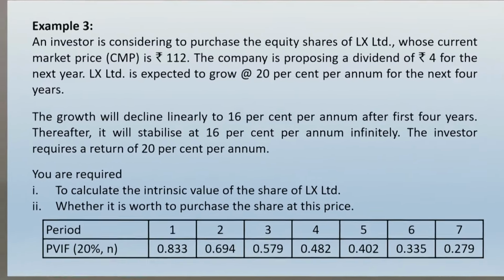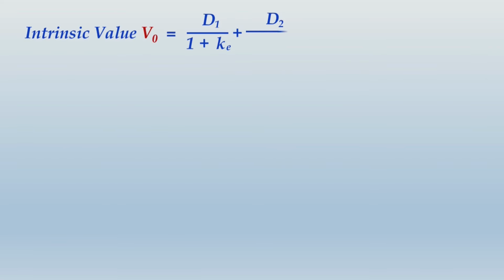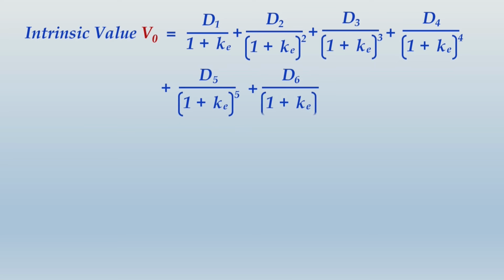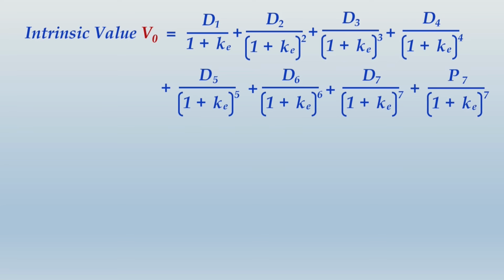So let us move to the solution without wasting a moment. Traditionally, the V0 value without application of H model will be simply the present value of all the cash flows from D1, D2, D3, D4, then D5, then D6, and then D7, and then P7. All these cash flows to be discounted to their present values.